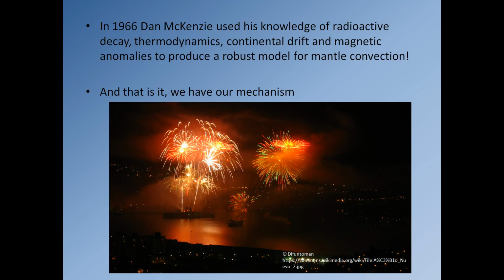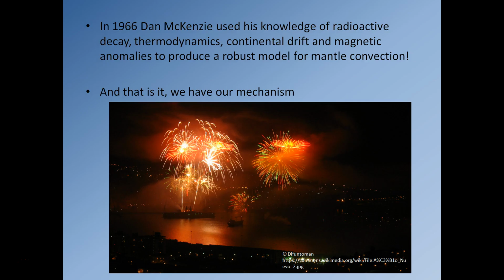So then what happened in 1966, a chap called Dan McKenzie used his knowledge of radioactive decay, thermodynamics and continental drift, and also his knowledge of magnetic anomalies to produce a robust model for what was going on underground to actually drive the process. So what he realized was that the mantle, down by the core-mantle boundary, was getting very, very hot. When it gets hot, it becomes less dense and it naturally wants to rise. And so that's exactly what it does.